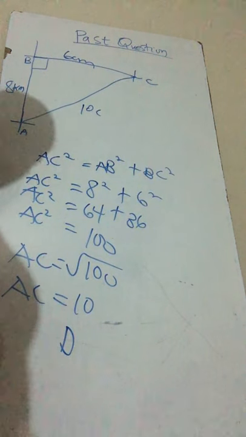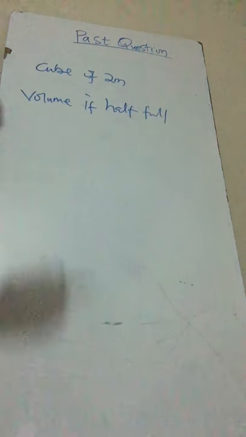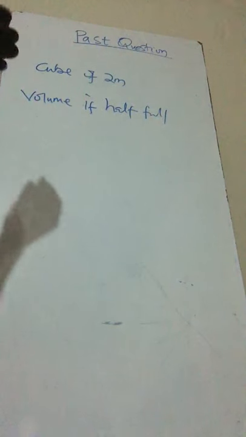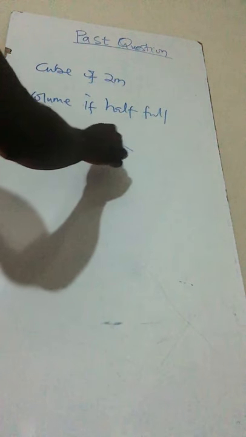Now let's go to question number 28. Alright, so with 28, it says that a water tank is a cube of 2 meters. What is the volume of water if it is half full? So if the side of this cube is 2 meters, let's find the volume of water that it can contain. So volume is what? 2 times 2 times 2. Length times breadth times height.